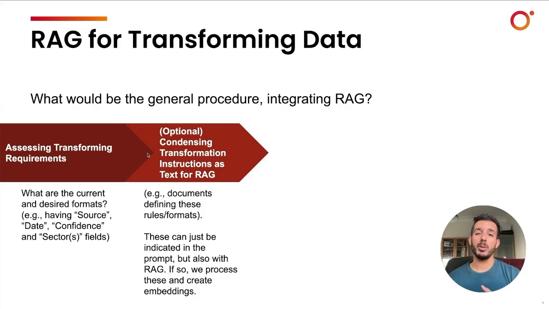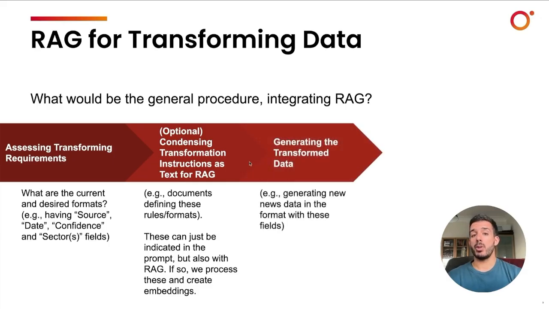And if we want to use them in RAG, we have to pre-process them, right? Convert them to text. In this case, they're probably already text. Create the embeddings, and index those embeddings. Then we simply generate the transformed data with our LLM, right? Generating the new news data in the format with these fields. We include the prompt, we include the dataset, and then it's going to fetch those guidelines by RAG if we have embedded them as documents. If not, it's just going to look for them in the prompt.